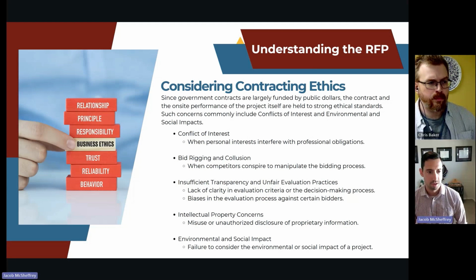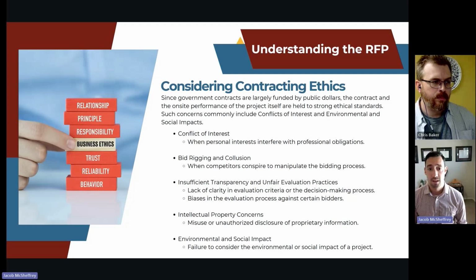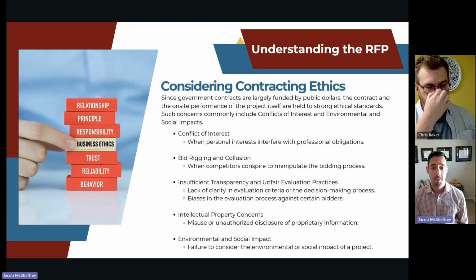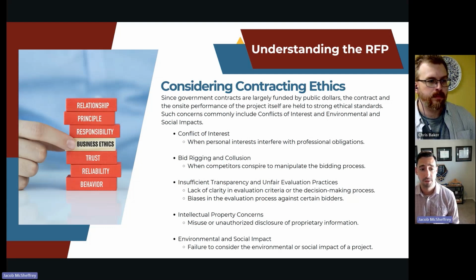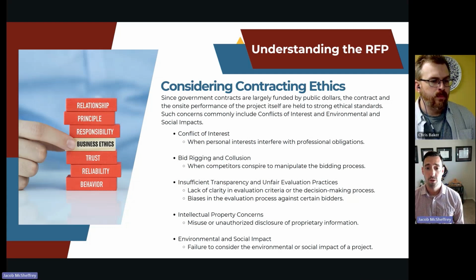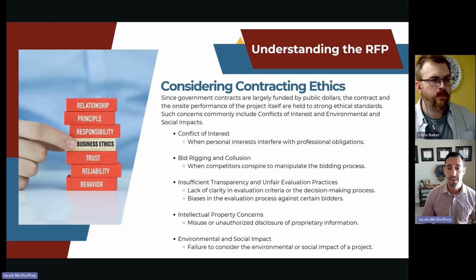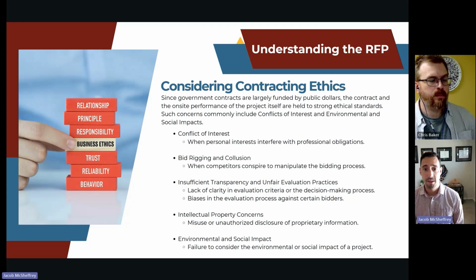Intellectual property concerns: misuse or unauthorized disclosure of proprietary information. This could be if RFP documents contain sensitive information that's leaked to competitors, such as, say, there is an incumbent and in the RFP they put information about that incumbent. That's definitely an ethical line that's been crossed. And then environmental and social impact: failure to consider the environmental or social impact of a project. So let's say that the RFP or addenda mentions EPA or SWPPP guidelines that must be followed on a project.